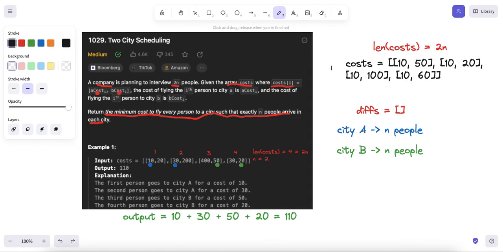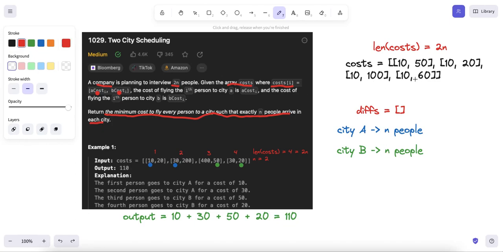I have drawn an example to the right which will help us determine our algorithm to decide which individuals to send to city A and which individuals to send to city B. Again, our length of the cost array is 4, making 4 equal to 2n, and therefore we must send n or 2 people to city A and 2 people to city B.